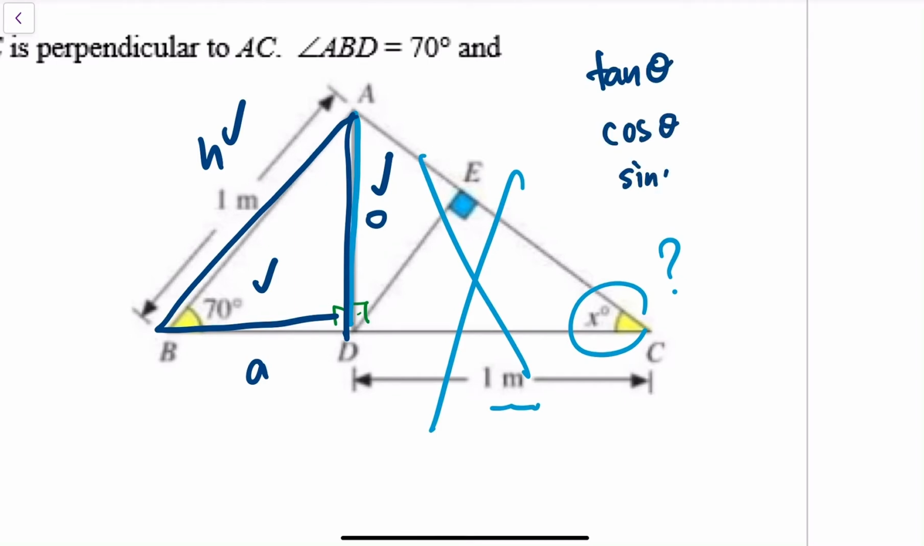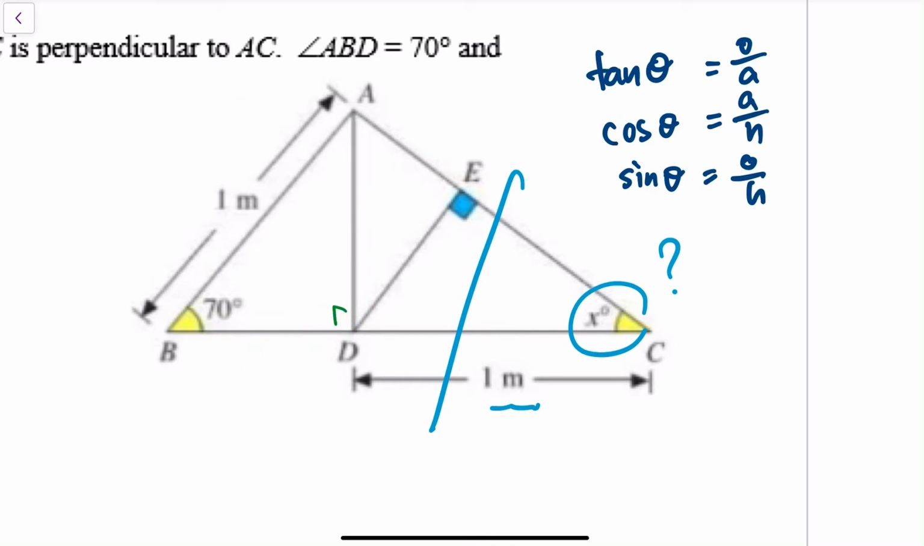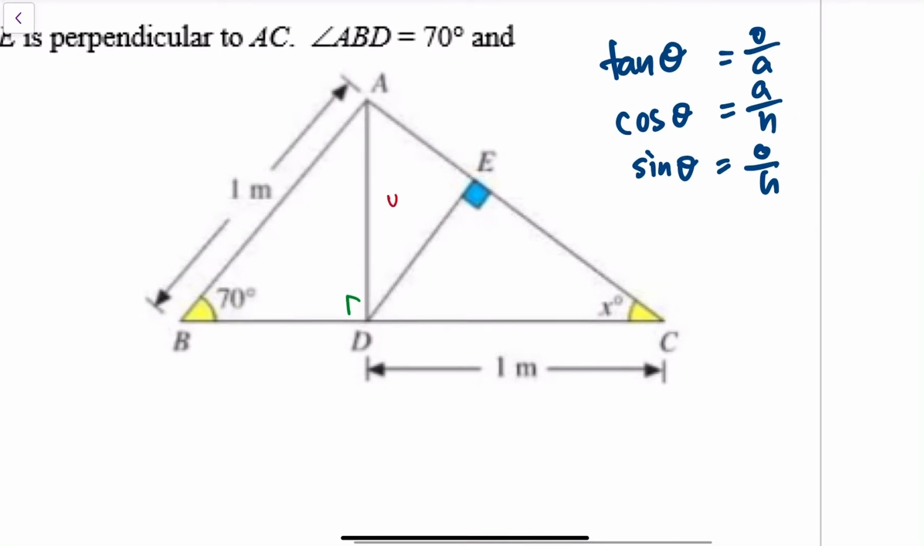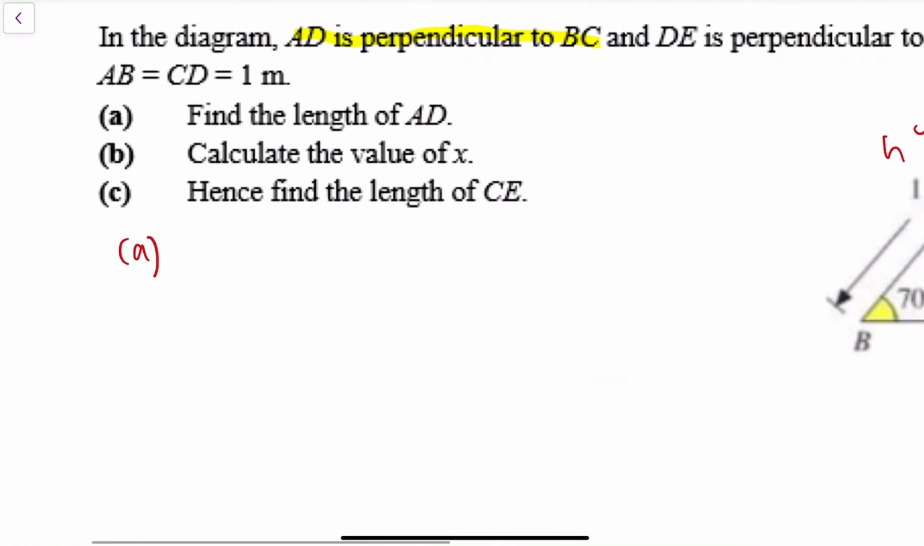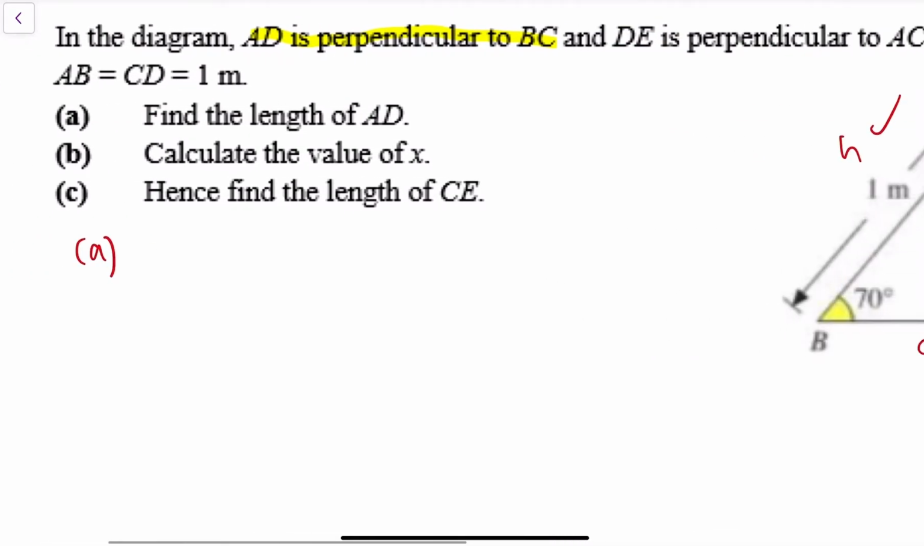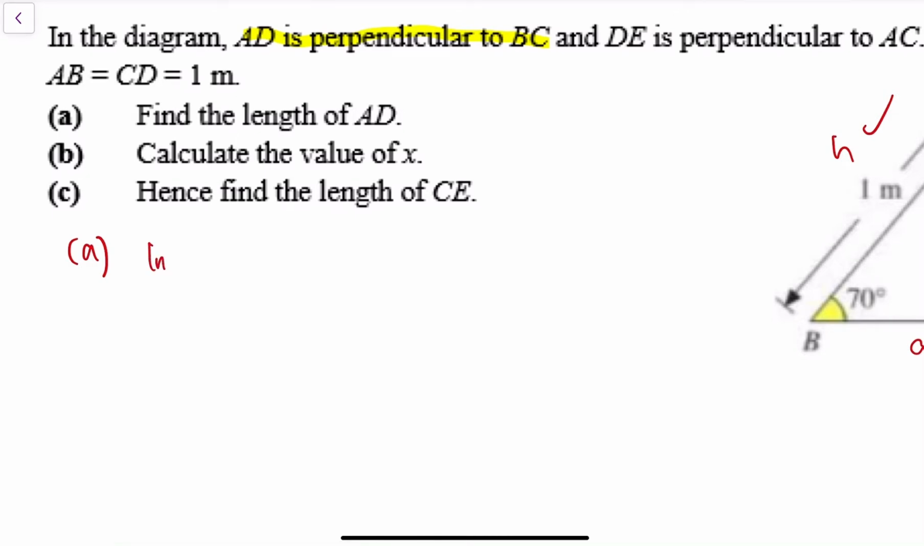I don't know whether you guys have registered this in your head already. Every time you are doing trigo ratios, you need to make decisions on which one you want to use. Given the information here, this is O, this is A, and this is H. I want O, I want H, so I have to use sine. There is more than one triangle here. Every time you are doing a question with more than one triangle, it is very, very important for you to state which triangle you are using. So I'm using ABD. In triangle ABD, sine 70 degrees equals AD divided by 1.